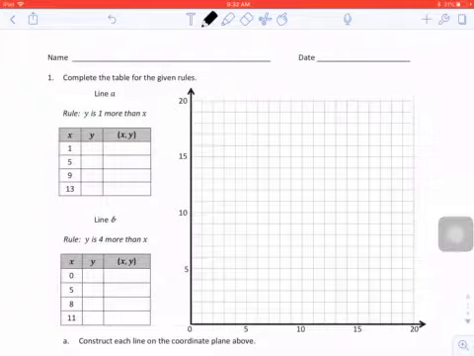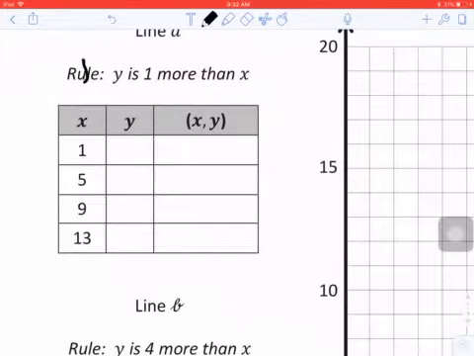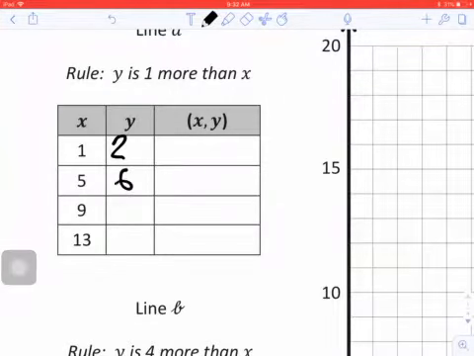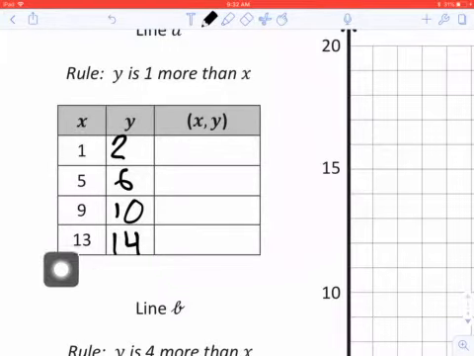Question 1 says complete the table for the given rules. Line A says y is 1 more than x. So what I'm going to do with this is, since y is 1 more than x, I'm just going to add 1 to each of the x numbers. So y for this one is 2, and then 6, 10, 14. Pretty simple because it's just 1 more than whatever x number was.